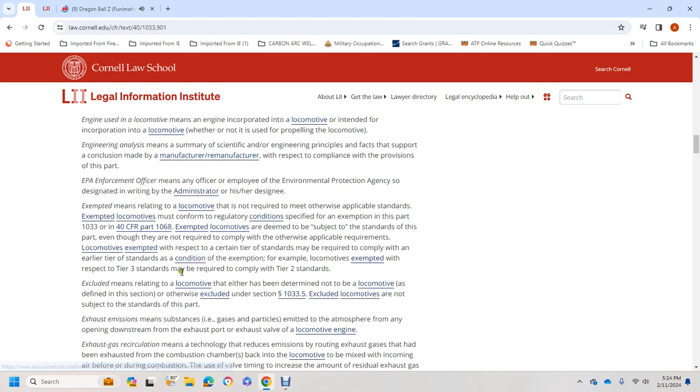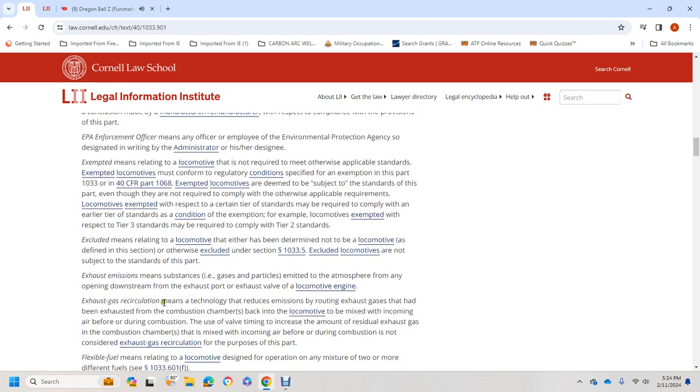Excluded means relating to a locomotive that has either been determined not to be a locomotive as defined in the section or is otherwise excluded under section 1033.5. Excluded locomotives are not subject to the standards of this part. Exhaust emissions mean substances emitted to the atmosphere from the opening downstream of the exhaust port or exhaust valve of the locomotive engine. Exhaust gas recirculation means a technology that reduces emissions by routing exhaust gases that had been exhausted from the combustion chamber back into the locomotive to be mixed with the incoming air and fuel before and during combustion. The use of valve timing to increase the amount of residual exhaust gas in the combustion chamber, mixed with the incoming gas before and during combustion, is not considered exhaust gas recirculation for the purpose of this part.